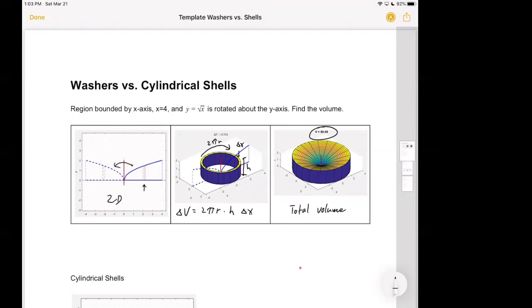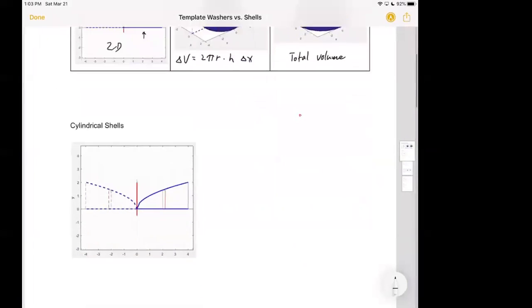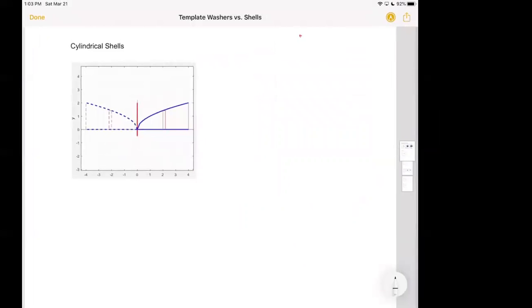So let's go ahead and set this up and solve the problem for this example using cylindrical shells, and then we'll come back and look at it using washers instead. If we were to look at this particular shape, we would start by writing our volume element. Delta V is equal to 2 pi r h times delta x. So we'll be able to convert this into a volume integral if I can write out what r is and what h is. Now h is the easier of the two.